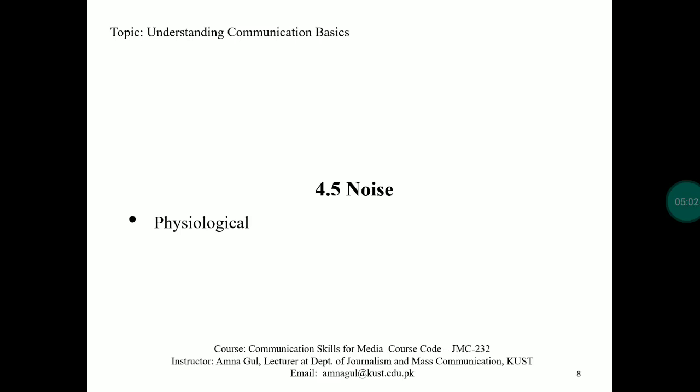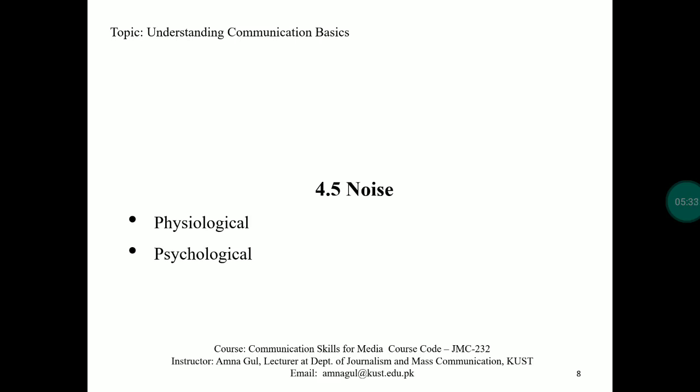The second type of noise is psychological noise. Psychological noise refers to mental states or emotional states that impede message transmission or reception. For example, if someone is worried about their grandmother who's in the hospital, or if they are thinking about their shopping list or their assignments, this may interfere with the communication process as well.